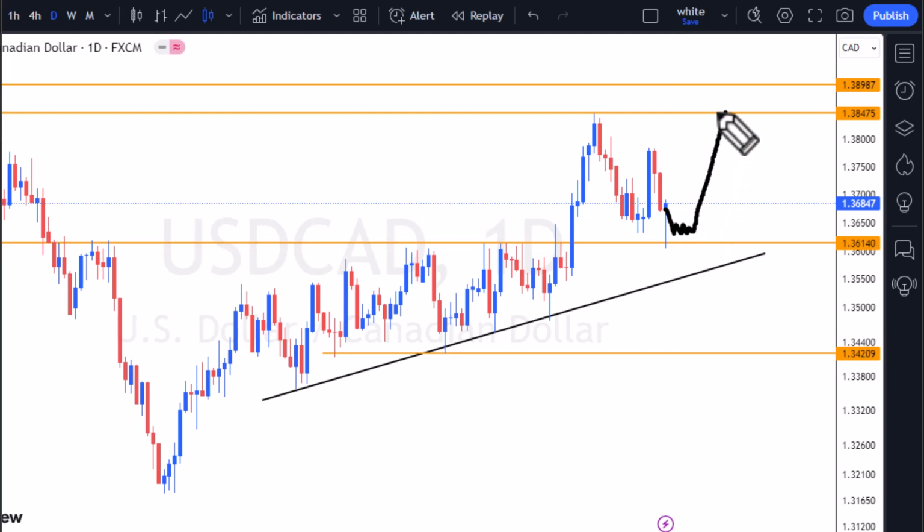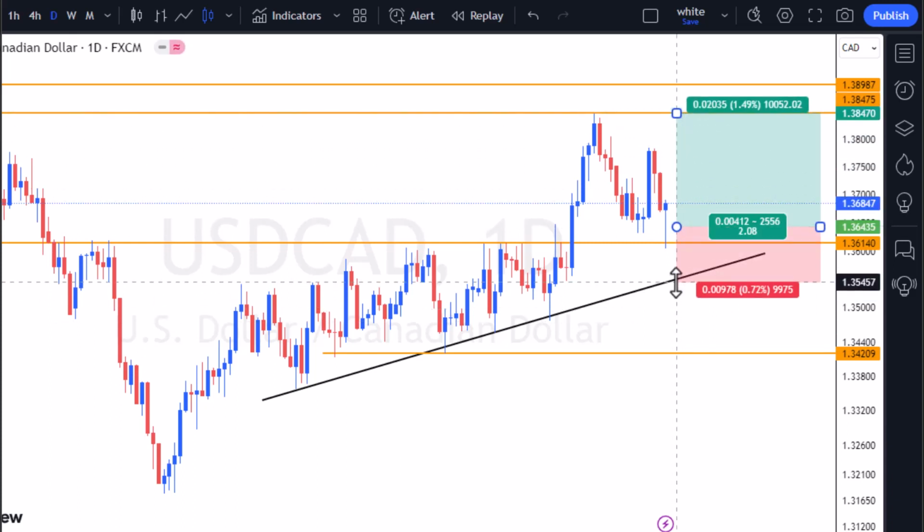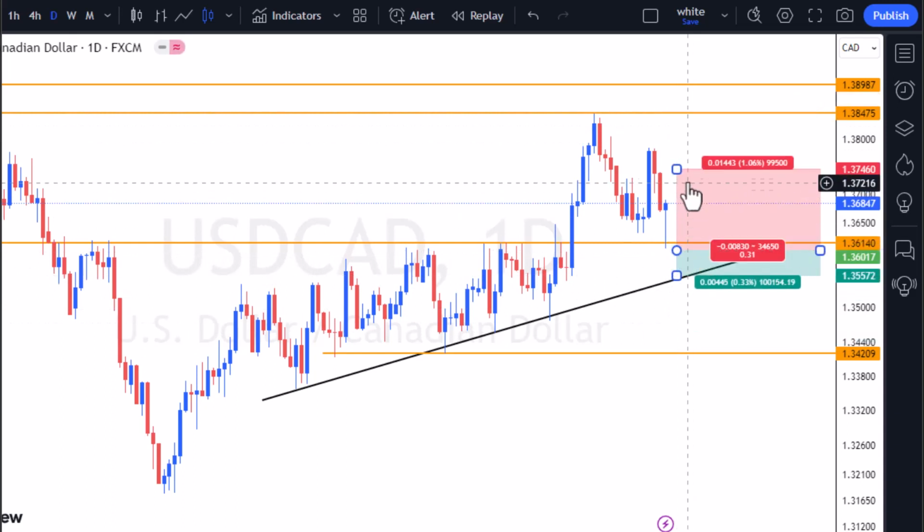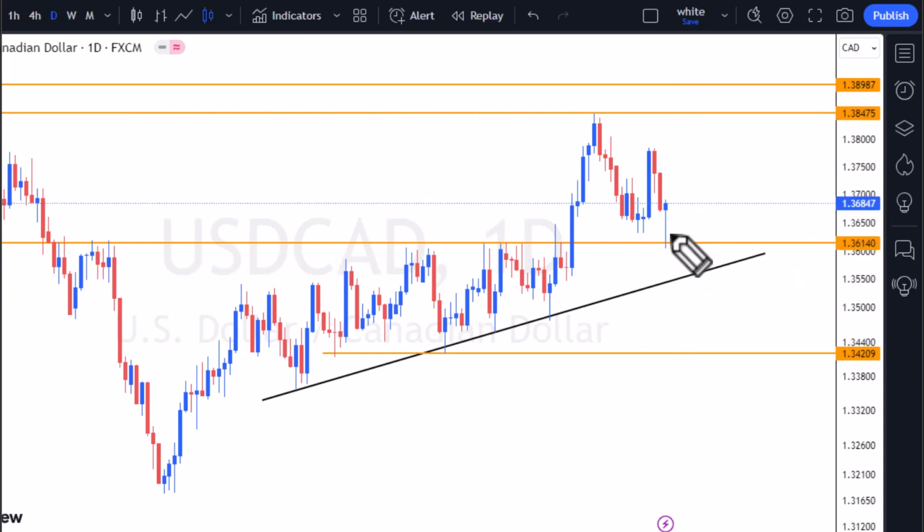at 1.38475 next week. Alternatively, a successful strong bearish day close candlestick below the newly formed demand level at 1.36140 could expose the rising trend line underneath the price. This rising trend line could lead to the continuation of the existing bull rally on the USD Canada. In terms of risk analysis, it is better to watch out for a possible long setup at the key level of 1.36140 or from the rising trend line test zone.